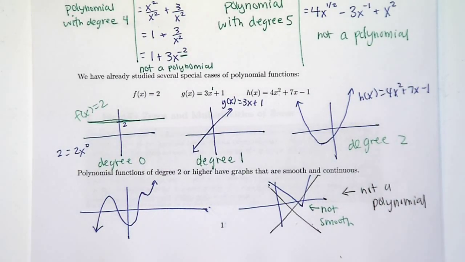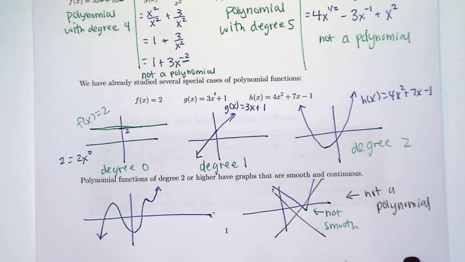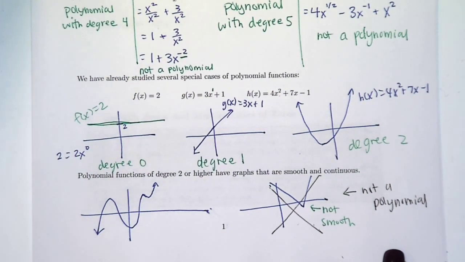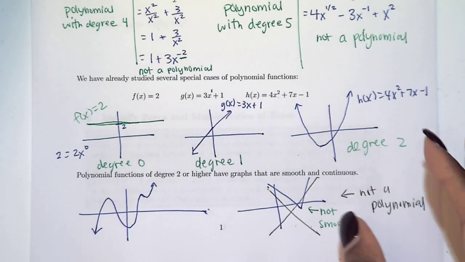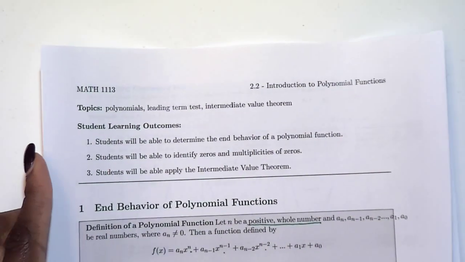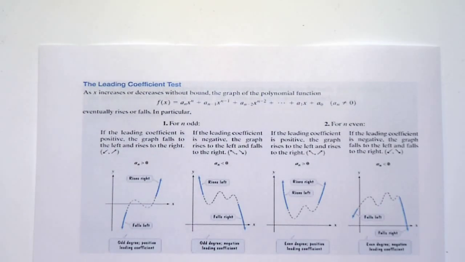Okay, so all in all, polynomial functions are functions we have worked with before. We just now have a name for them. And so what I want to talk about next is how to figure out the end behavior. Like, how do we know if it's going to go up or go down? And we have a test for that. It's called the leading coefficient test.